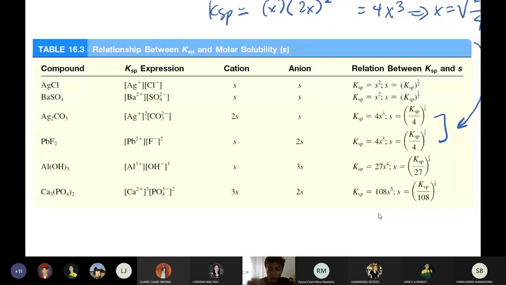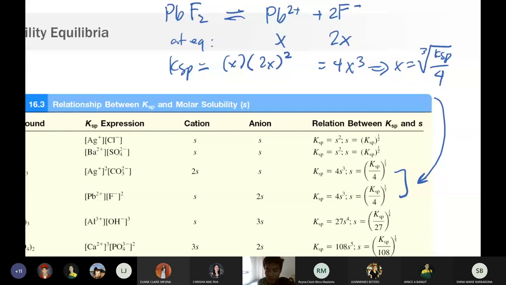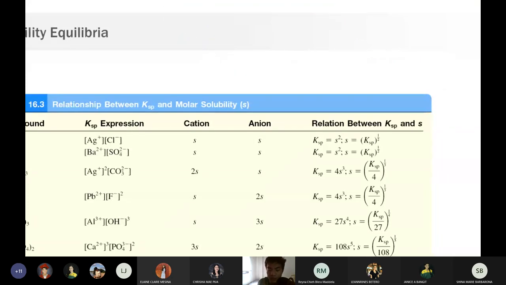Paano naman kapag 1 to 3 yung ratio nila? 1 to 3. Okay. For example, aluminum hydroxide. If the ratio is 1 to 3, then the molar solubility can be calculated as the fourth root of Ksp divided by 27. Paano nangyari yun? That is also derived from the ice table.